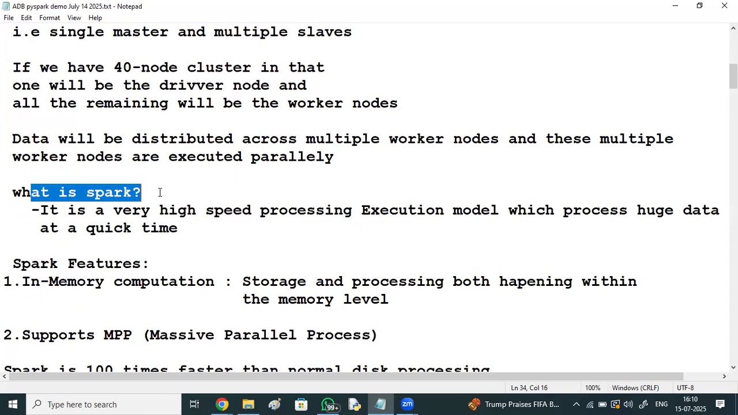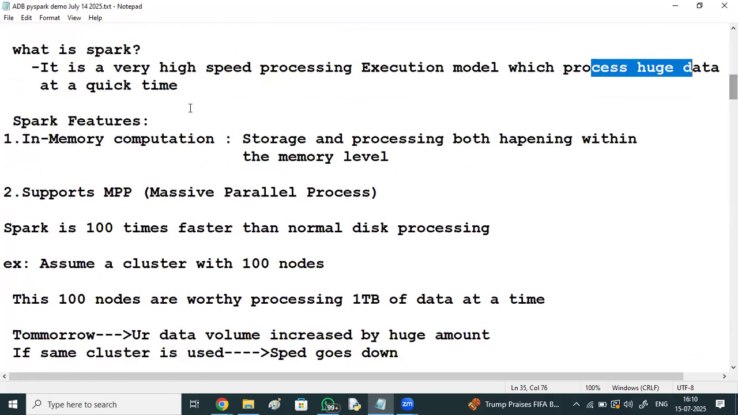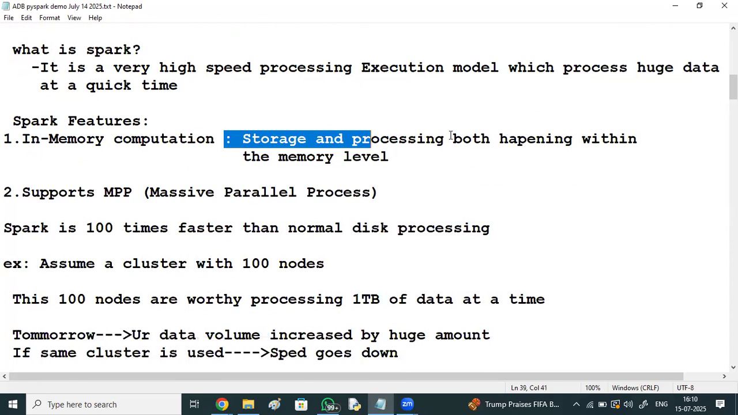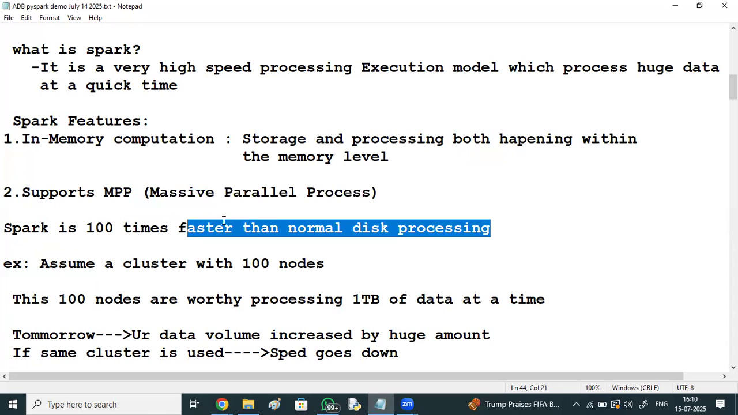So what is Spark? It's a very high-speed processing execution model which processes huge data in a short time. The main features of Spark: in-memory computation, meaning data and storage both happen at the memory level. It supports MPP, massive parallel processing. Spark is 100 times faster than normal disk processing.